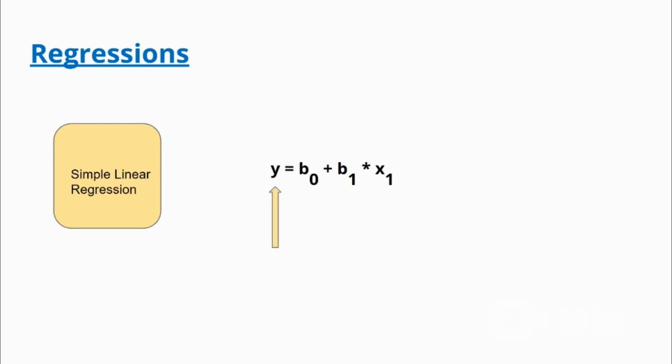So what do these variables represent? Let us see one by one. First we have y, which is the dependent variable. The dependent variable is the variable that we are trying to predict. Next we have x, which is our independent variable, the variable that we are using to predict the predictor, that is y. Next we have b1.